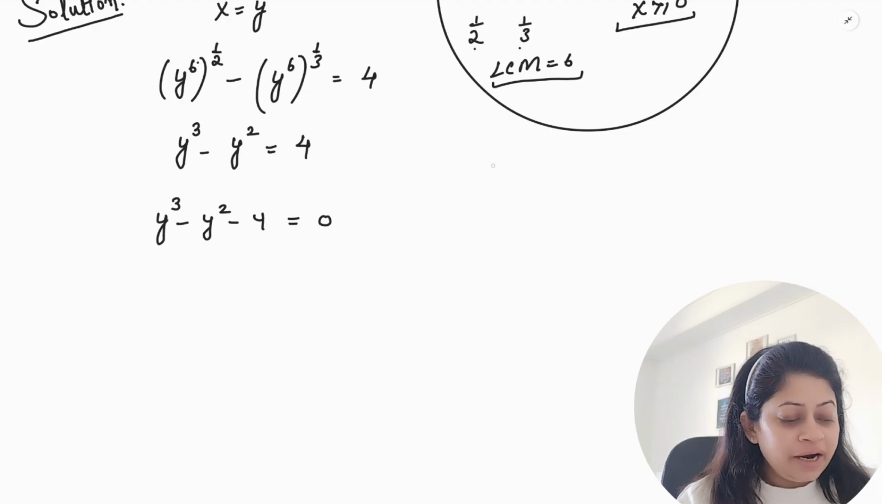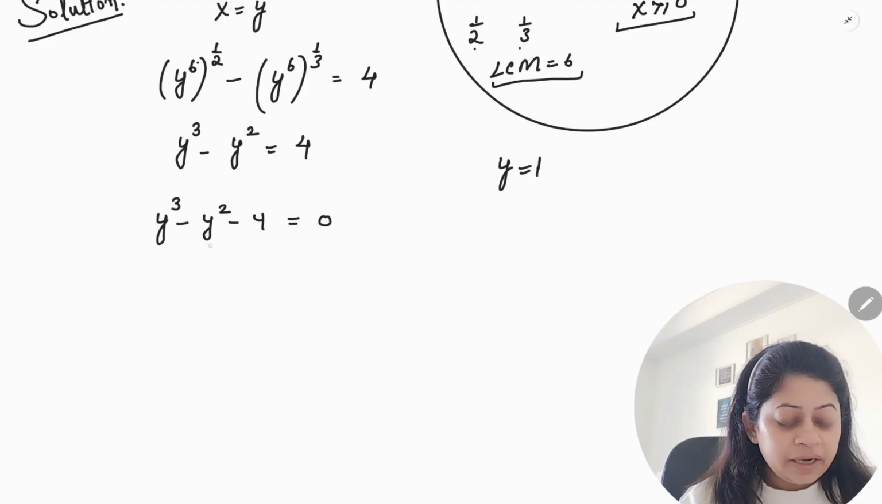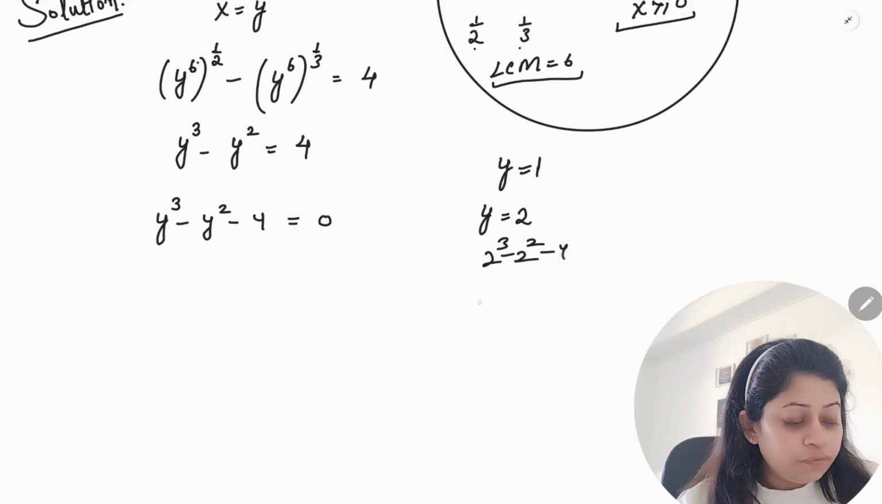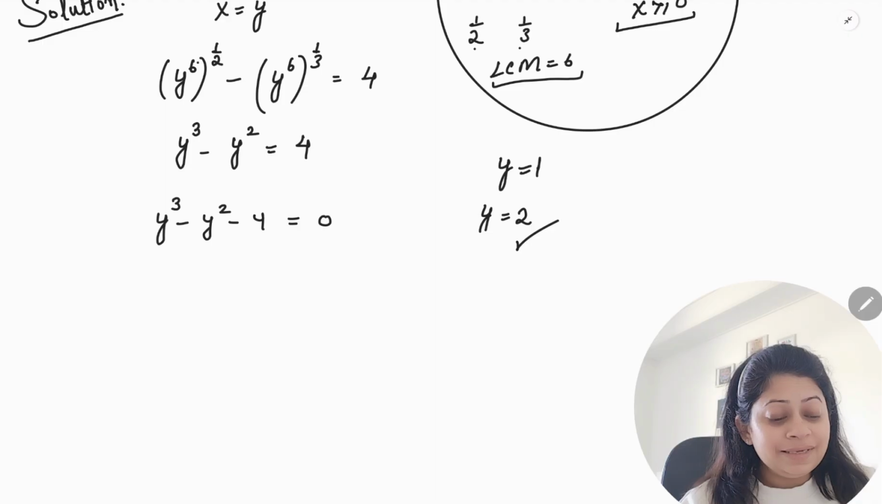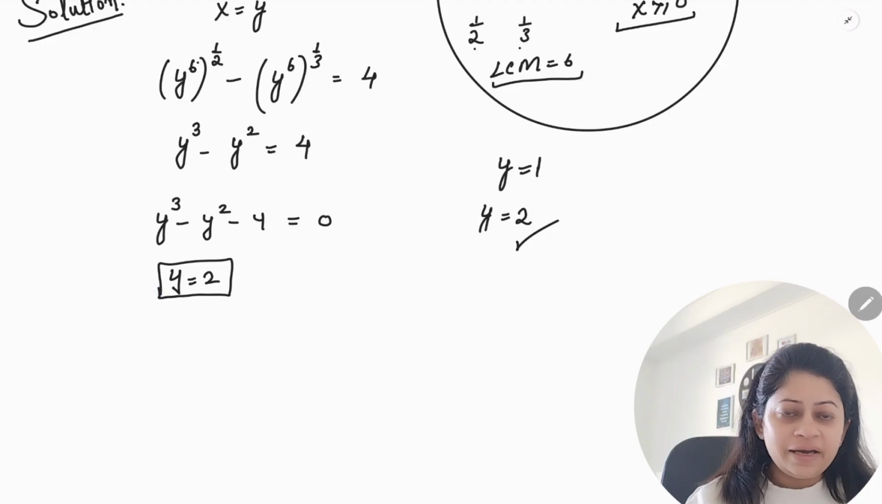I will try to substitute y is equal to 1. Does y equal to 1 satisfy this? 1 minus 1 is 0, then minus 4, so no, it doesn't. I will try with y equal to minus 1. That also doesn't satisfy. So I will try with y equal to 2. If you substitute 2 here, it would become 2 cube minus 2 square minus 4, which is 8 minus 4 minus 4, which is 0. So y equal to 2 satisfies this equation, and one root is y equal to 2.